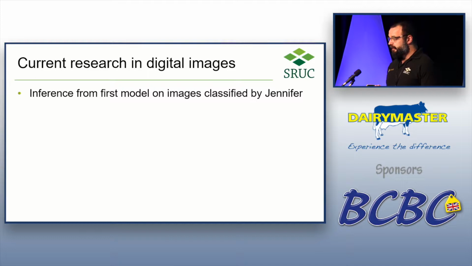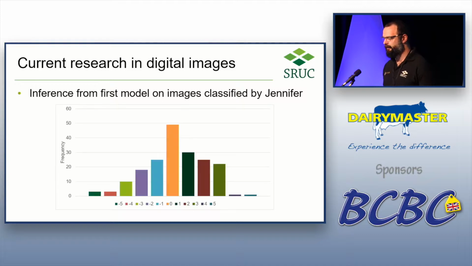So Jennifer, the student, went and classified some new images the model hadn't seen before. She classified them by herself. This isn't the ideal comparison because the model is learning and so is she. So we used the model to validate on her scores. It's not a perfect one, and we gave some more leeway in the interpretation.